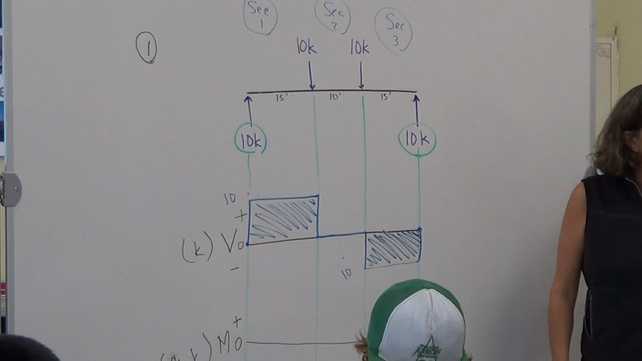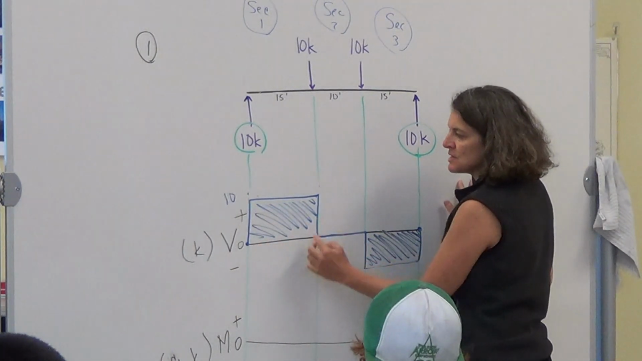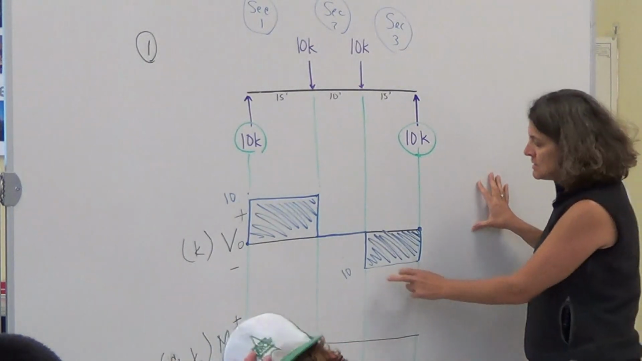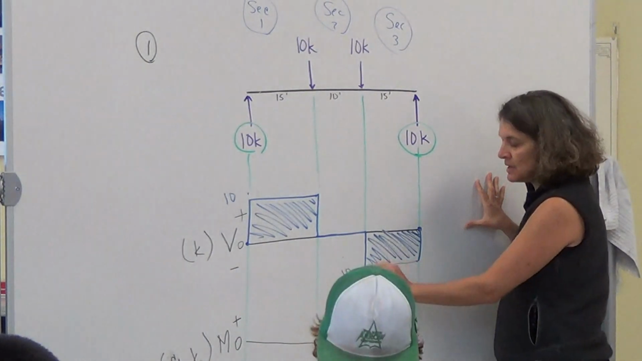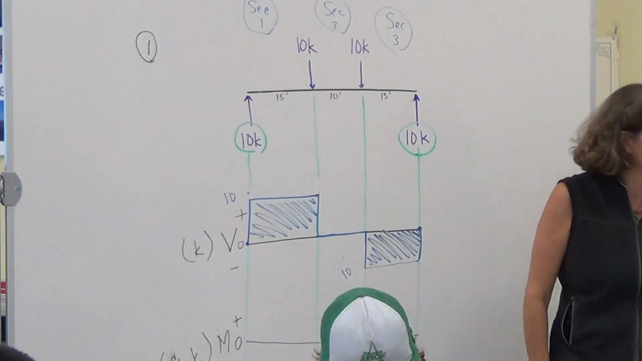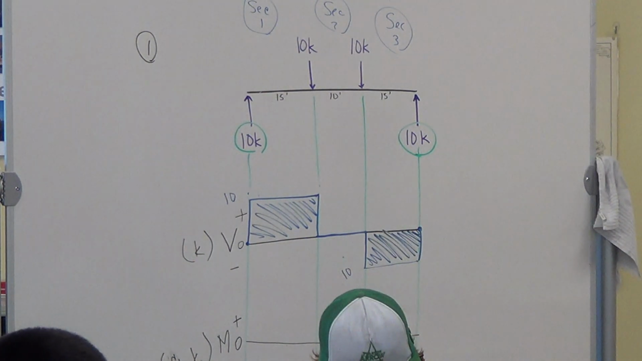1 and 3. Right? Because in this section, this beam is experiencing 10 kips of shear. In section 3, it's experiencing 10 kips of shear. But in between, it's experiencing no shear. Why?